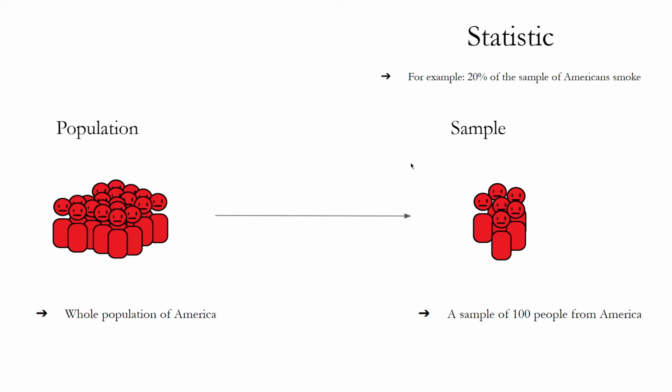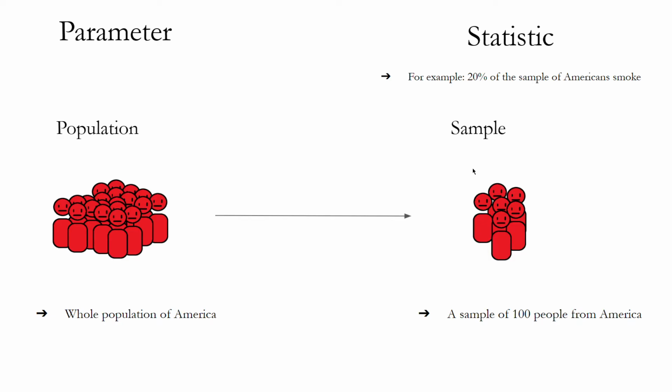So what is a parameter? A parameter is a way to summarize the data collected from a whole population. The reason we collect data from a sample and not the whole population is because collecting data from a whole population would take too long. Imagine asking everybody in America whether they smoke or not. That'll take too long, and you have to spend a lot of money too.